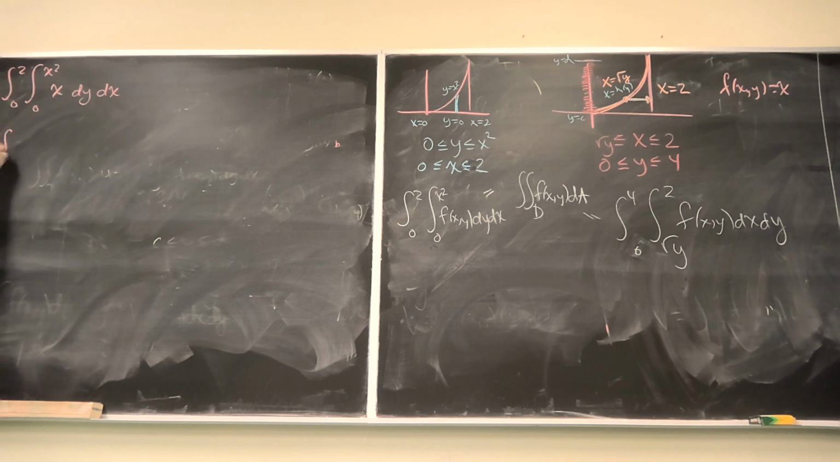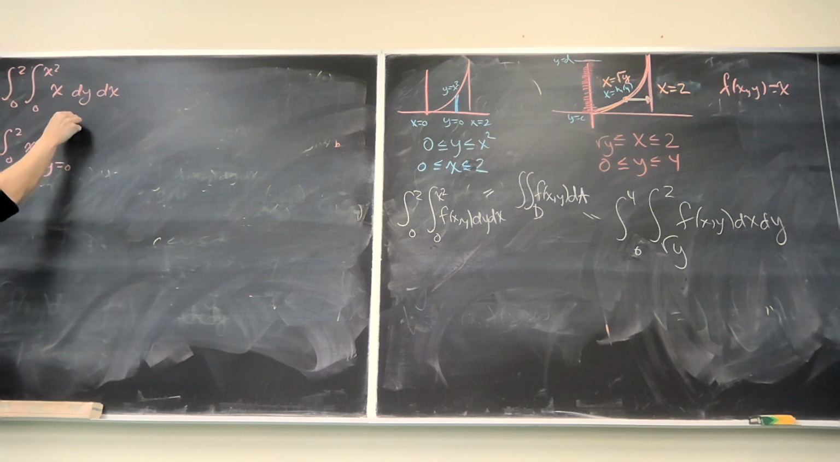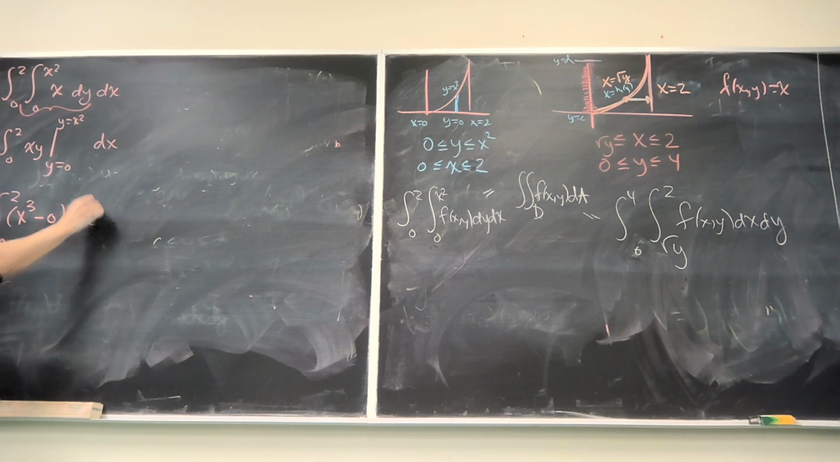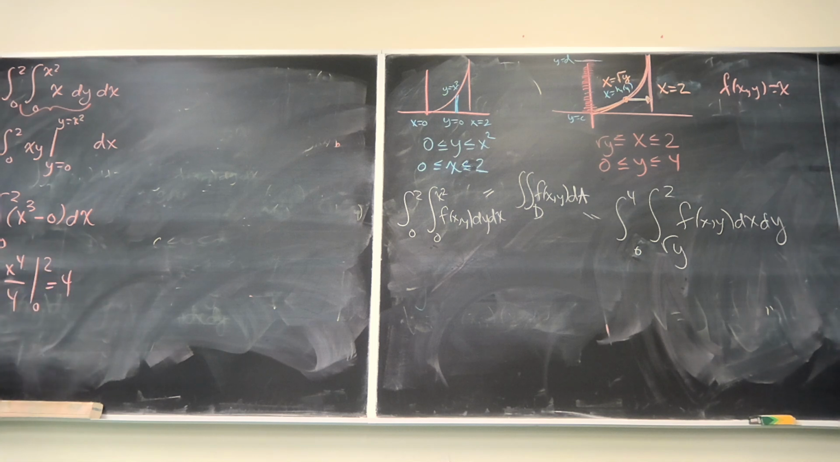So that is the integral from 0 to 2. Okay, so it's the integral with respect to y. So I get xy evaluated from y is equal to 0 to y is equal to x squared dx. This is the result of performing that integral. And I'm just putting all the extra symbols in there to make sure that I remember I've integrated with respect to the right thing. After you do that substitution, you get the integral from 0 to 2 of x to the third minus 0 dx, which is x to the fourth over 4 evaluated from 0 to 2, which is 4.